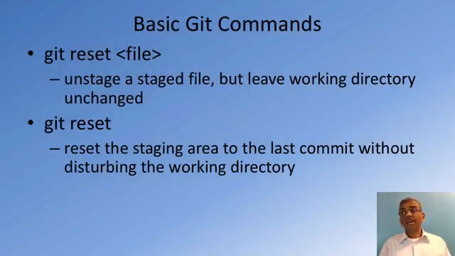So now we have reviewed the git reset for a specific file or git reset in general. If you simply type git reset, it will restore you back to the last commit. So it will reset the staging area to the last commit without disturbing the changes that you have done to your working directory. So once you reset, then you can check out the previous version of the file that you have committed in the previous commit.